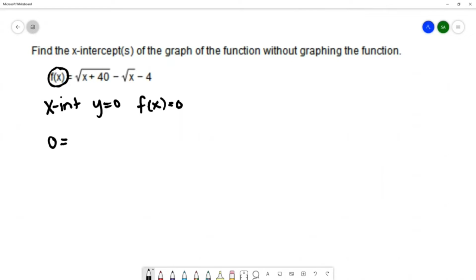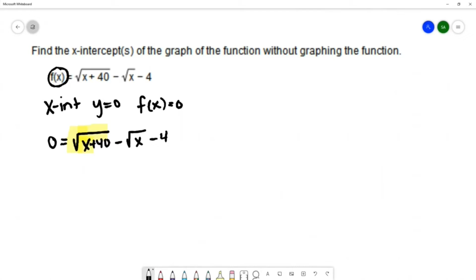So our equation is 0 equals square root of x plus 40 minus square root of x minus 4. Looking at this, we have a radical equation because we have a variable underneath a radical. The strategy for solving this type of equation is to isolate the radical and then square both sides to get rid of it. Now we have two radicals in our equation, so we're going to have to go through that process twice to get rid of both radicals.